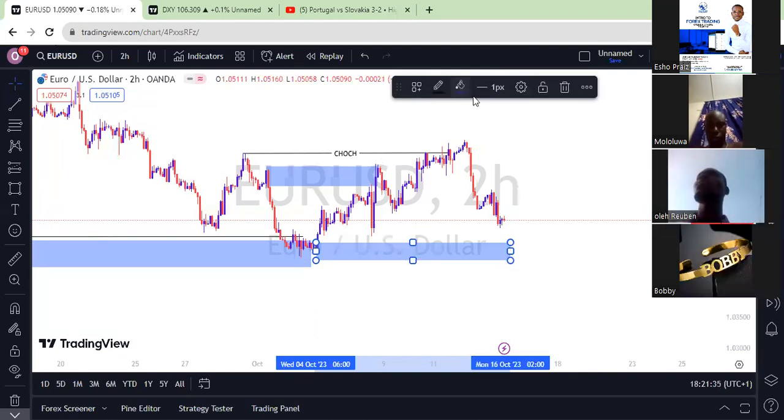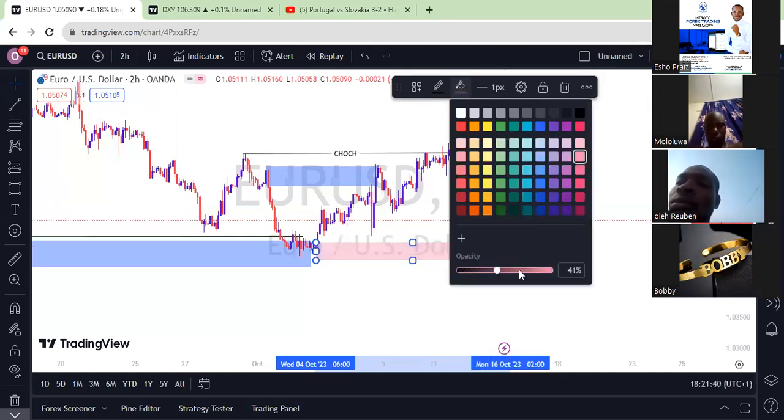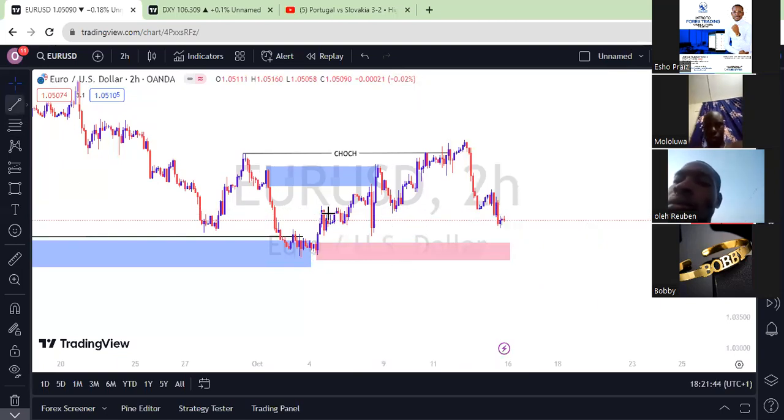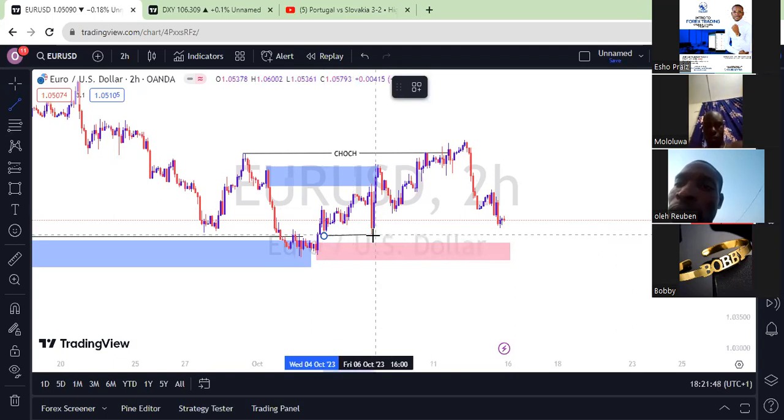Are you guys with me? Yes, sir. So we have an order block here. This is an order block here. And then also above the order block, we have equal lows there, which means that we have a lot of liquidity resting here.